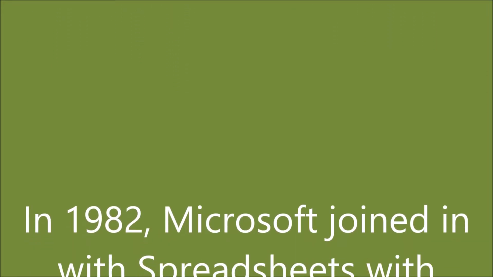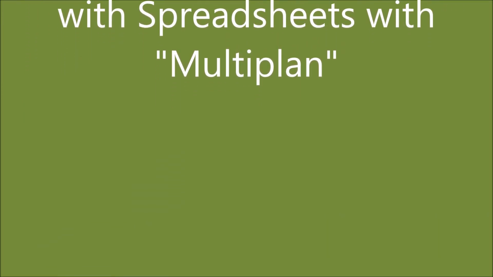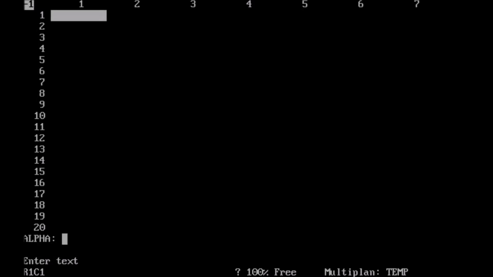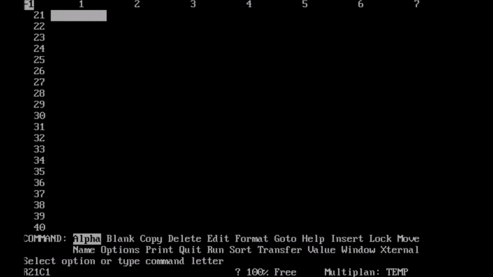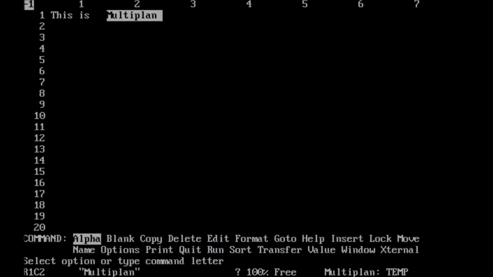Microsoft also gave a stab at creating a spreadsheet program in 1982 called Multiplan. It ultimately didn't do that well, being outsold by Visicalc, and was discontinued in 1985. Multiplan had a new cell format where instead of the top row being letters, it was numbers instead. This was a feature that they would soon abandon for Excel.